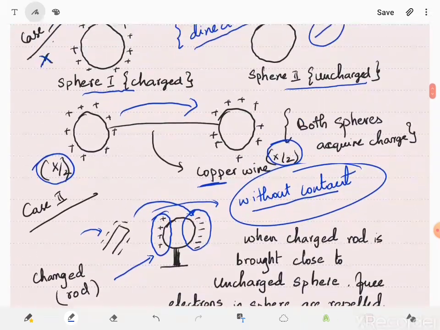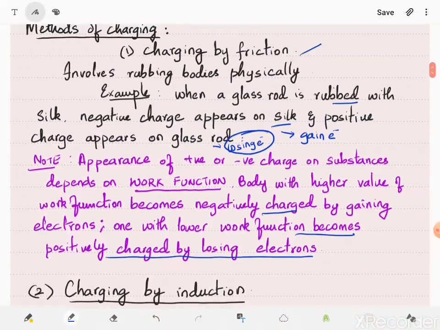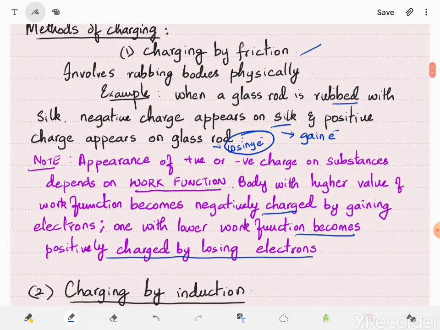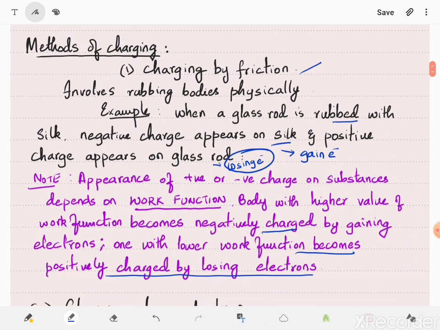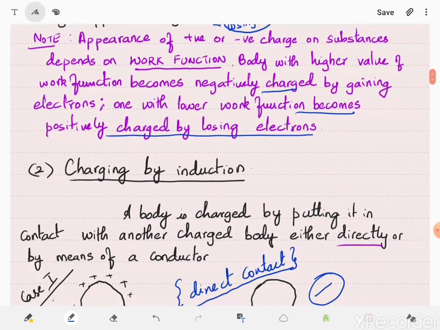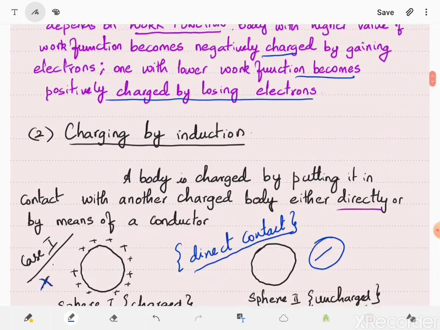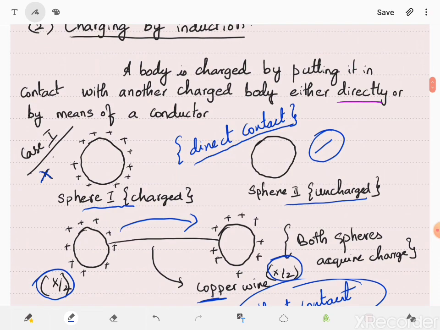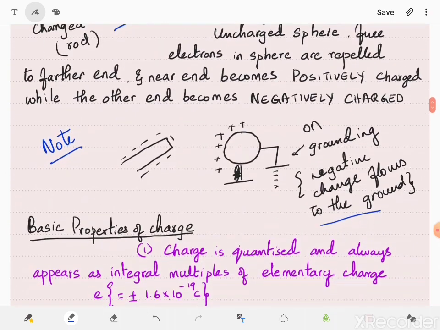Now moving on, this is about methods of charging. It's a very important question from the perspective of your second PUC exam. It's usually asked for 2 marks. What are the methods of charging? As you can see here, it's charging by friction, which involves rubbing two bodies physically. The second method is by putting them in direct contact, or in indirect contact, or without any contact itself, you can establish charging.